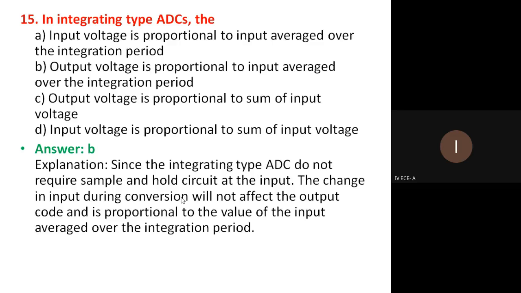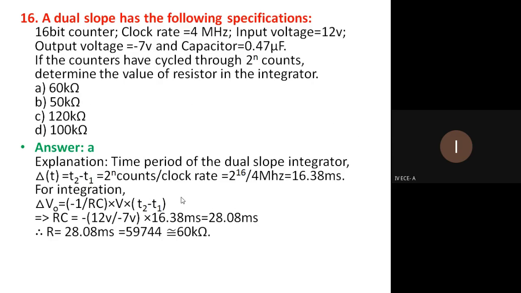Because integrating type ADCs do not require a sample and hold circuit at the input. The change in input during conversion will not affect the output code, and it is proportional to the value of input averaged over the integration period. So in integrating type ADCs, the output voltage is proportional to the input averaged over the integration period. This is the explanation. Then question number 16.